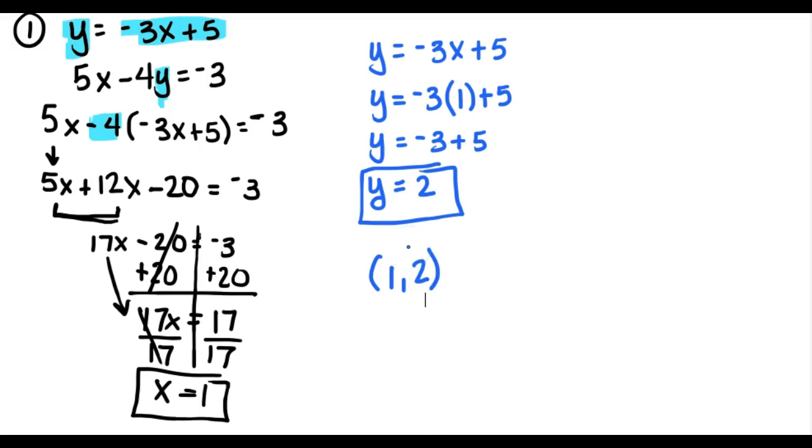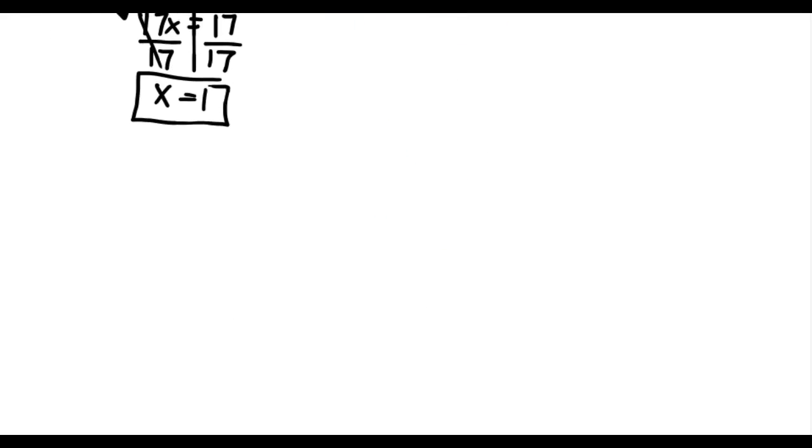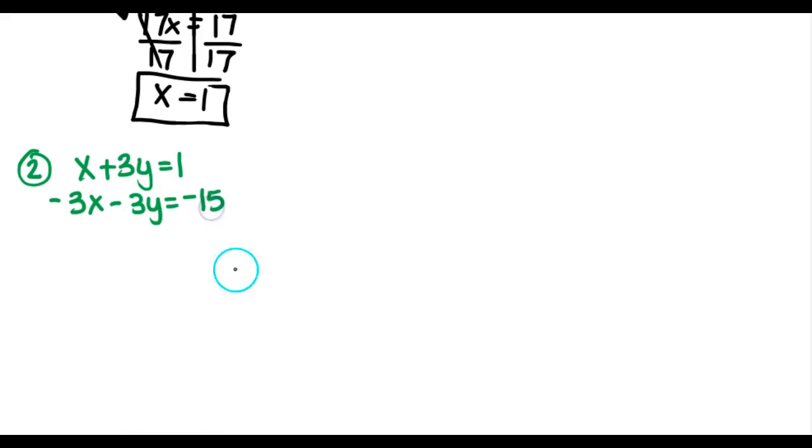Okay, this is a nice one. Let's start making it a little bit harder. So we're going to go to our second equation: x plus 3y equals 1, and negative 3x minus 3y equals negative 15. Since we're using substitution, I know you guys are looking at this going, but we can cancel things. We can, but we're dealing with substitution right now.